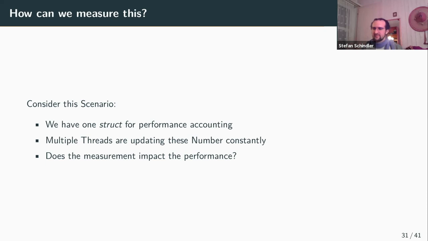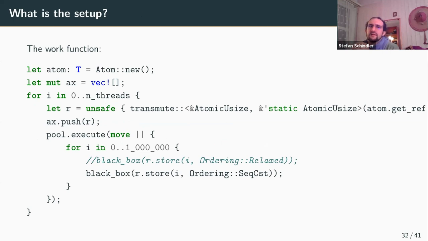So let's build a test. By the way, this is the test harness. This is built into Rust nightly. You can create the file. Let me quickly show this to you. Why is this not working?